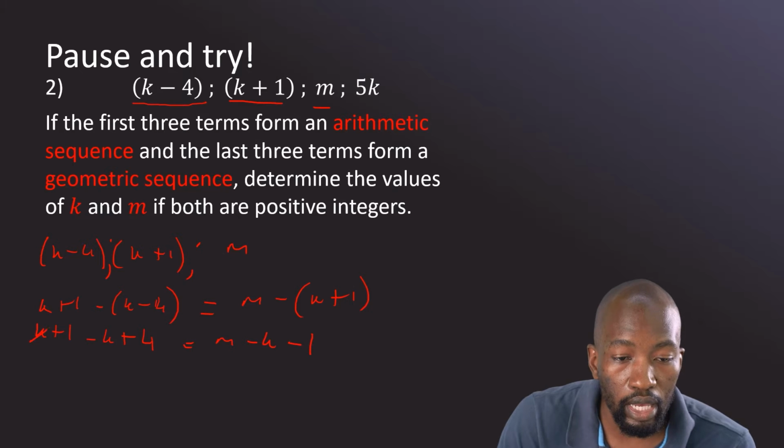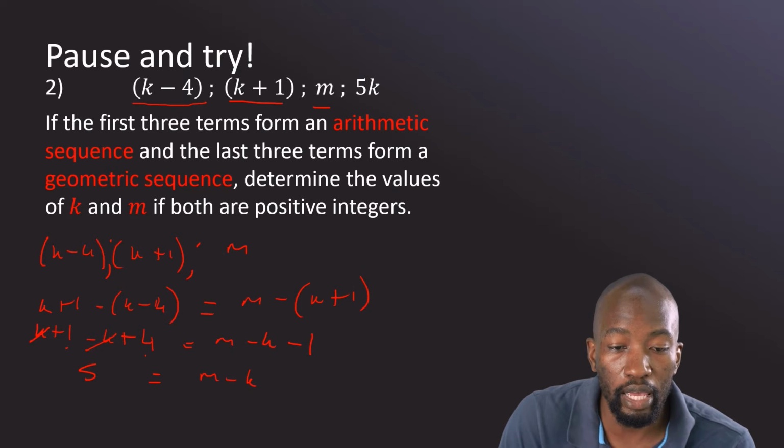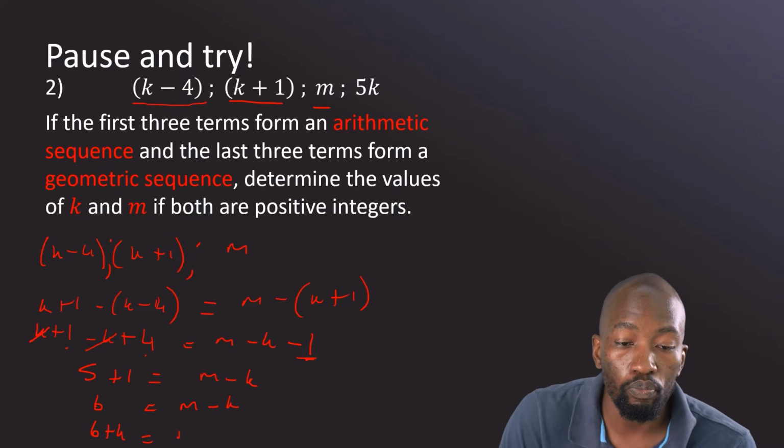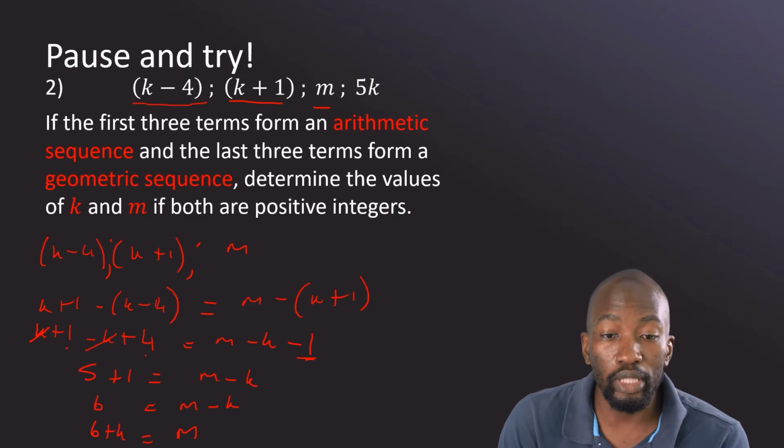Then we know that this k is going to cancel that k. 1 plus 4, so that'll be 5 is equal to m minus k minus 1. Then I'll take this one over to the other side, so I'll say plus 1 there. So I have 6 is equal to m minus k. I can decide to solve for m, so 6 plus k is equal to m. That's all we can do for arithmetic sequences for now.